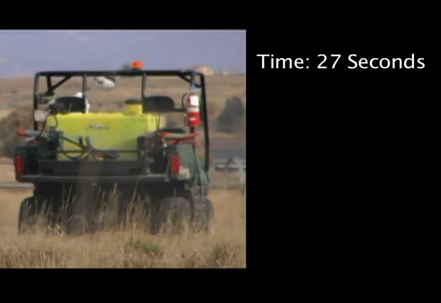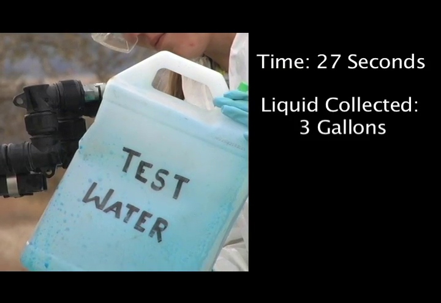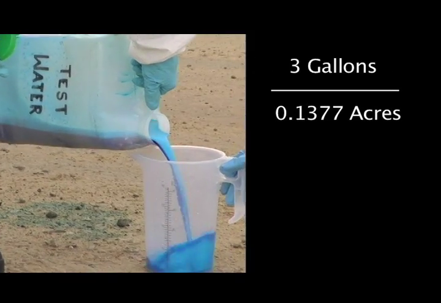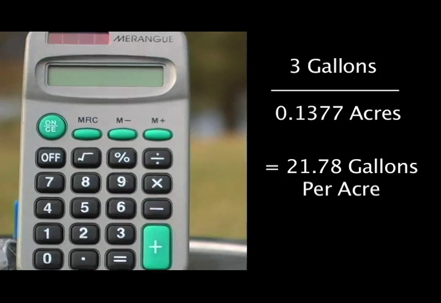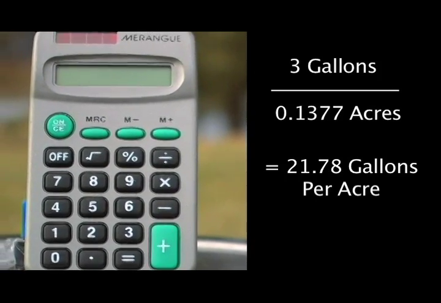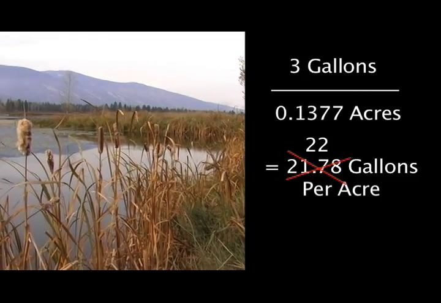When you stop and collect the water from under the nozzle for 27 seconds, you collect 3 gallons. 3 gallons divided by the acreage, 0.1377, gives you a gallons per acre output of 21.78, or, rounding it up, 22 gallons per acre.